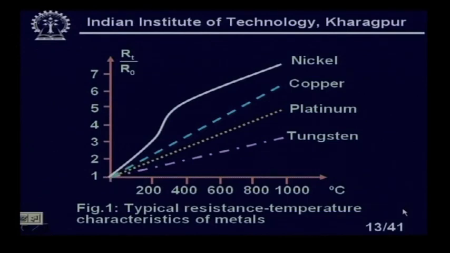So, now this is figure 1, where you can see the typical resistance temperature characteristics of metals. You can see here we have plotted R_T by R_0 on the y axis and temperature on the x axis. Obviously, at 0 degree centigrade R_T by R_0 will be 1. We have plotted first nickel, then copper, then platinum, then tungsten. You can see that the sensitivity of platinum is rather low, even though tungsten is even lower, but the tungsten advantage is that we get a higher range.